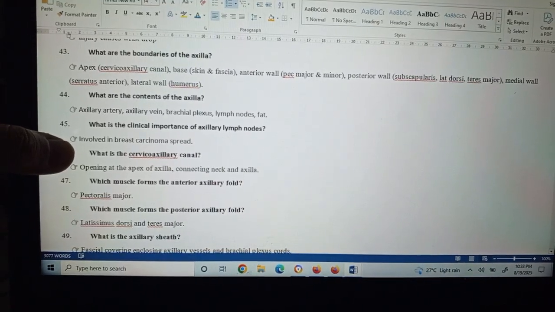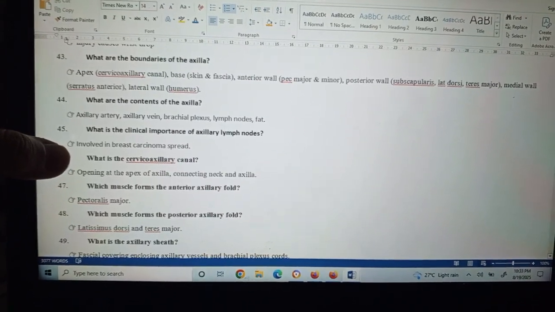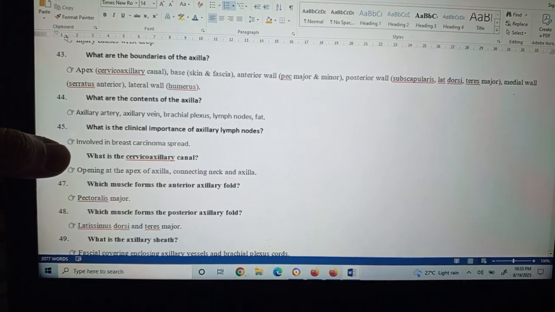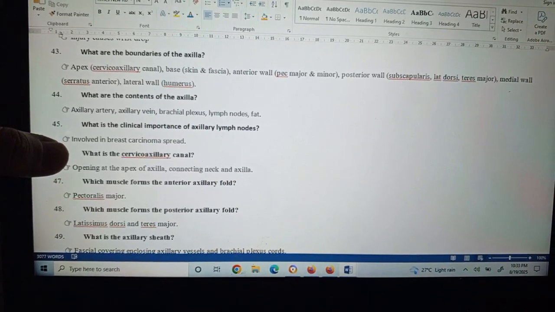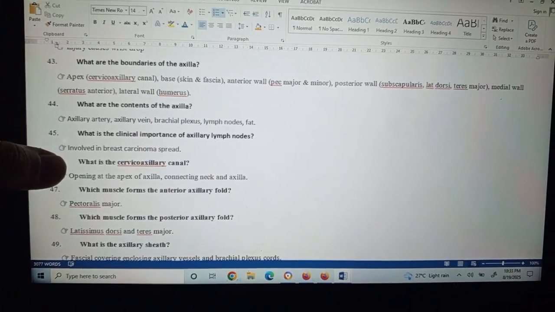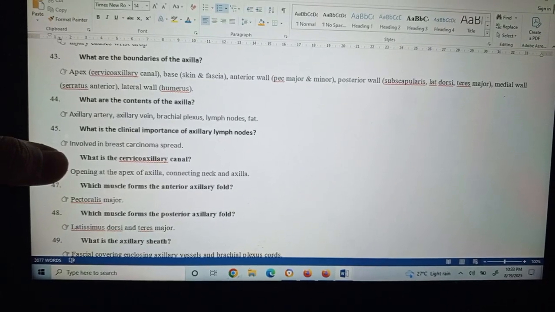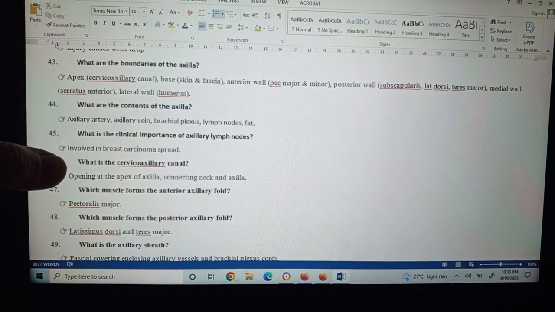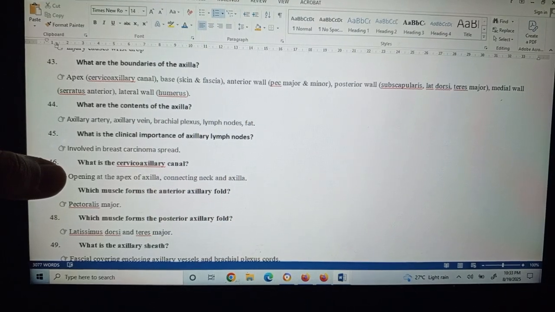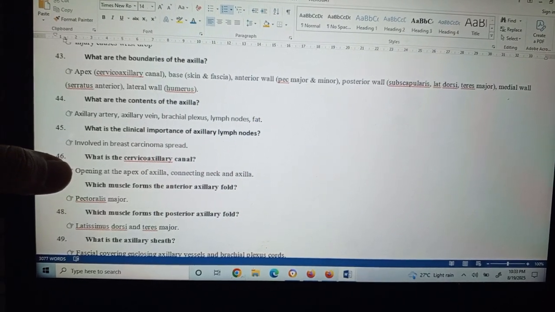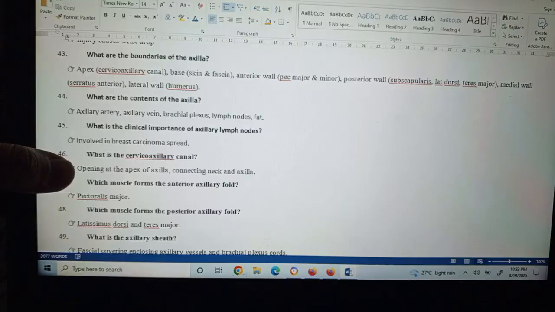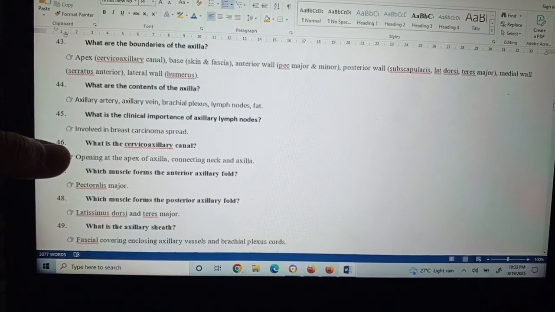What are the boundaries of the axilla? Very important. At the apex, the cervico-axillary canal, and at the base, skin and fascia are present. Anterior wall: pectoralis major and minor. Posterior wall: subscapularis, latissimus dorsi and teres major. Medial wall: serratus anterior, and at the lateral wall, the humerus is present.